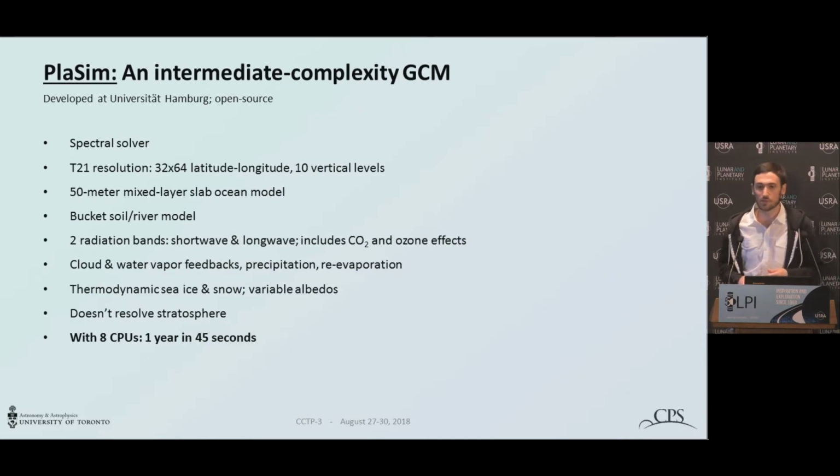Now I use, in contrast to some other people here, a model called PlaSim. PlaSim is developed at Hamburg. It's open source, and I won't get too much into the details of how it works for the sake of time. But basically it's just complex enough that you can model a wide range of climates that are vaguely Earth-like, but do them relatively fast. So it trades off accuracy for efficiency. So we can do 1 year of climate in about 45 seconds on 8 CPUs. So not in the same weight class as Rocky 3D, but we use them for different things.